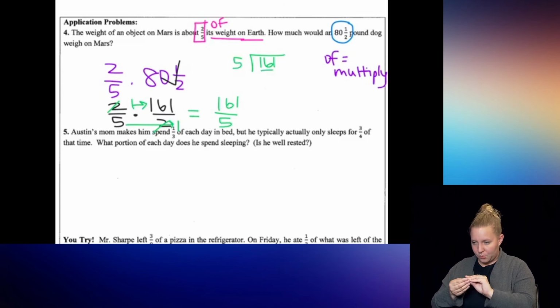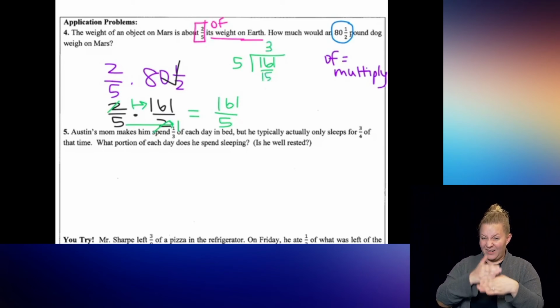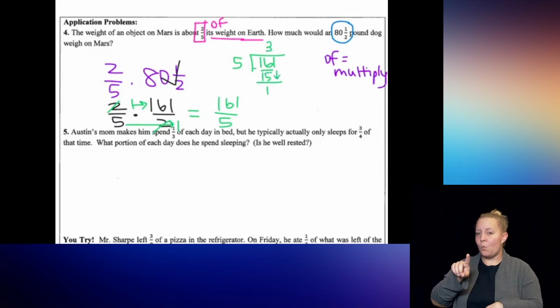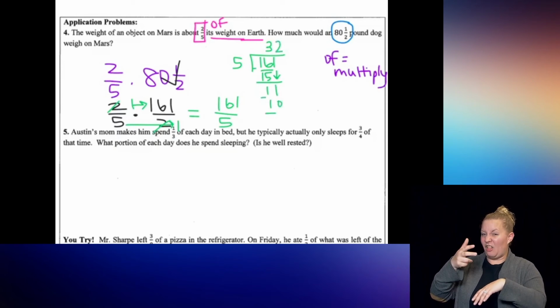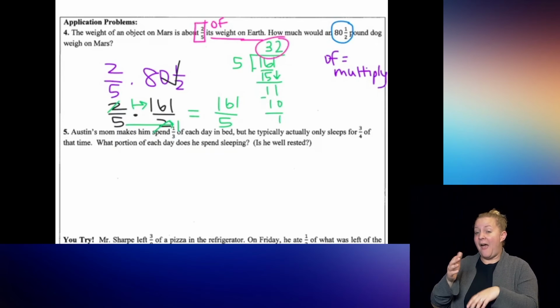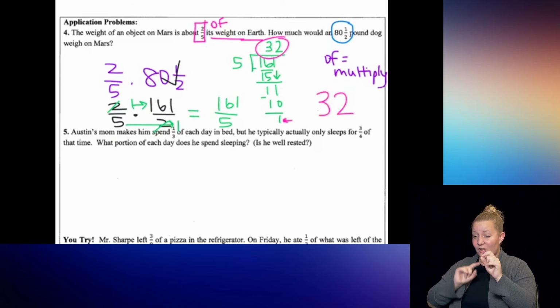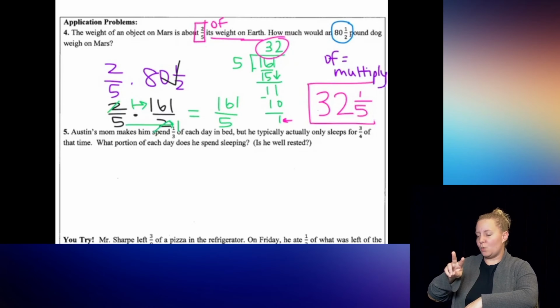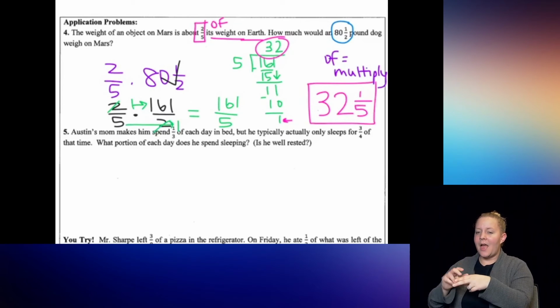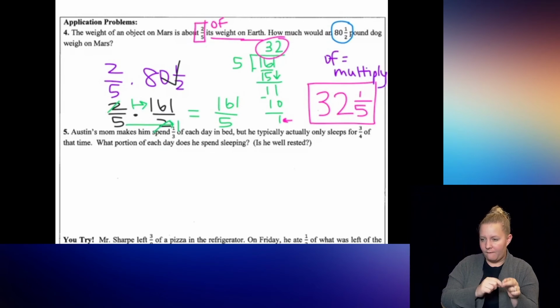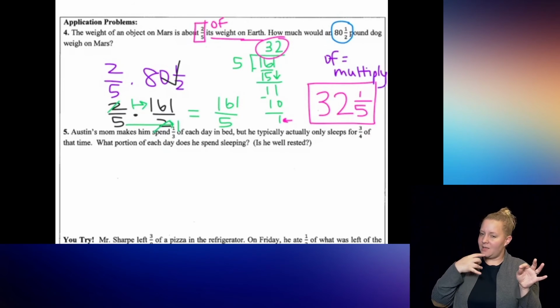So 5 I know goes into 16 3 times. 15 with a remainder of 1. Bring down this 1. How many times does 5 go into 11? The answer is twice. So 10 with a remainder of 1, which means my final answer is 32, and with my remainder as the numerator, 1/5 pounds. And I know all of this has to be positive because the dog can't weigh negative pounds. So your sentence should say something like, the dog on Mars would weigh 32 and 1/5 pounds.